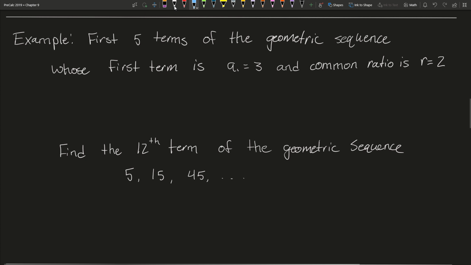So we can use what we know about geometric sequences in order to find these terms. So really all we're doing is we're multiplying this first term times the common ratio a bunch of times. Okay, so the first term is 3. We multiply that by 2 in order to get the second term. Multiply that by 2 in order to get the third, the fourth, and the fifth.